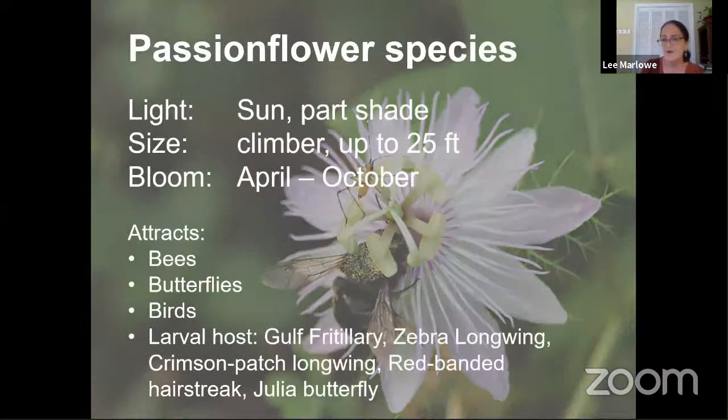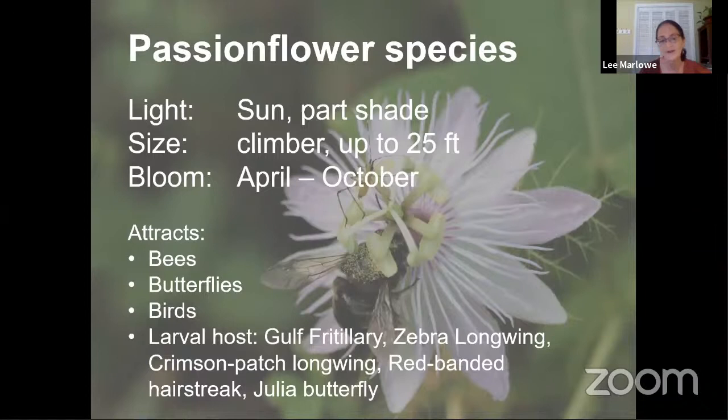So passion flowers, I've kind of combined them. Passion flower species in general like sun to part shade. They are vines, so they're gonna be sprawling along the ground or climbing up trees up to 25 feet or so. They can be blooming for an extended period, April through October, and they attract bees, butterflies, birds, and are a larval host for a lot of different butterflies.